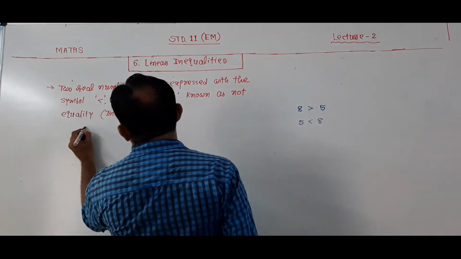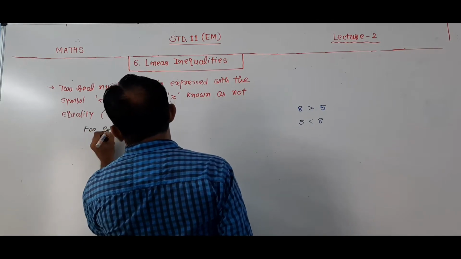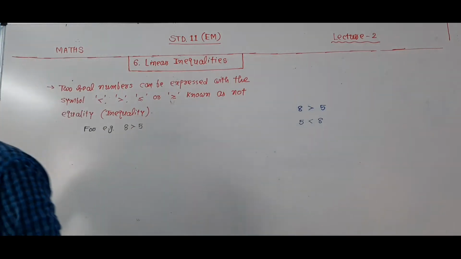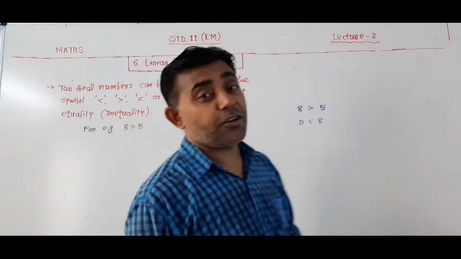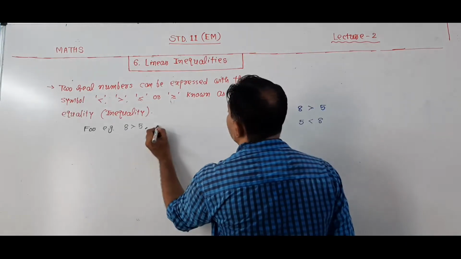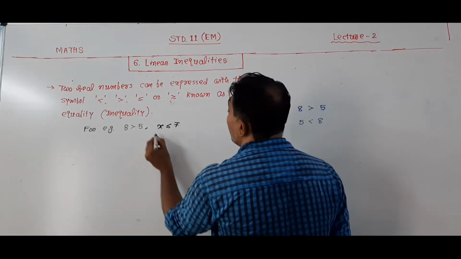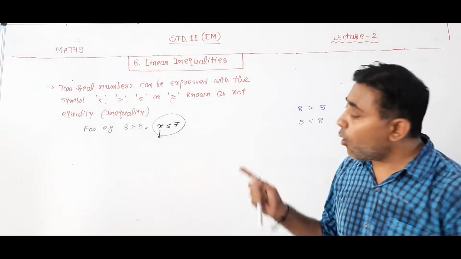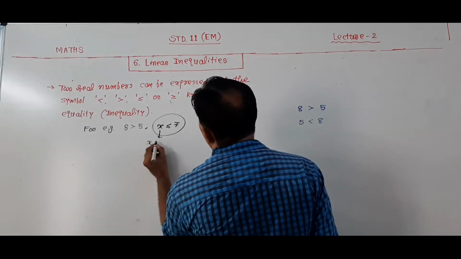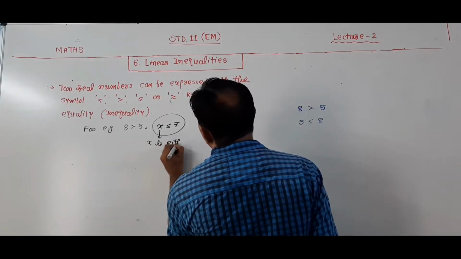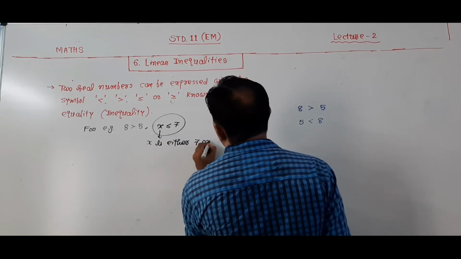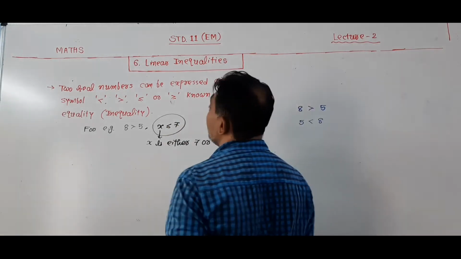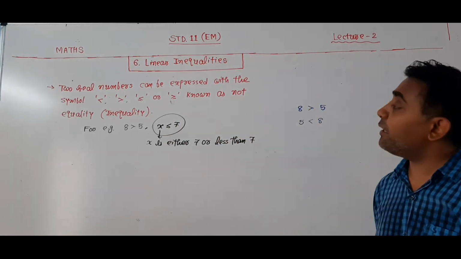For example, 8 is greater than 5 as we discussed here. This is the first inequality. Or one more example, I just write in variable form, x is less than or equal to 7. What is the meaning of this? x is a real number, which is either 7 or less than 7. So x is either 7 or less than 7, right? So this is the meaning of this inequality. It means this kind of inequality we have to learn.